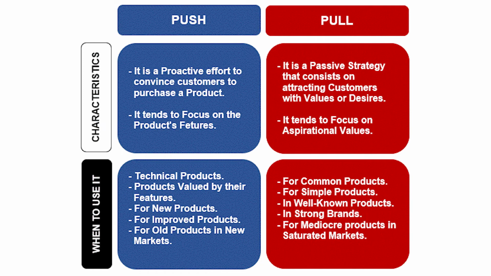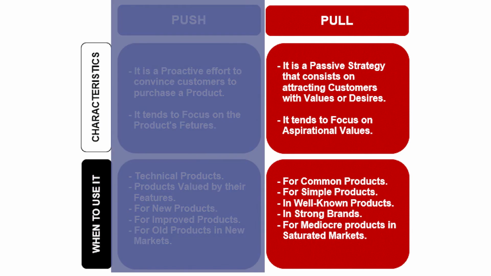And then the opposite of this is a pull strategy, which is more of a passive strategy, and it attracts customers by making your product seem desirable. So it focuses on aspirational desires. It's used for common, simple or well-known products, or for strong brands that are in saturated markets. So it focuses on values and desires. You know, is this something people would like to be, or something people would like to achieve?